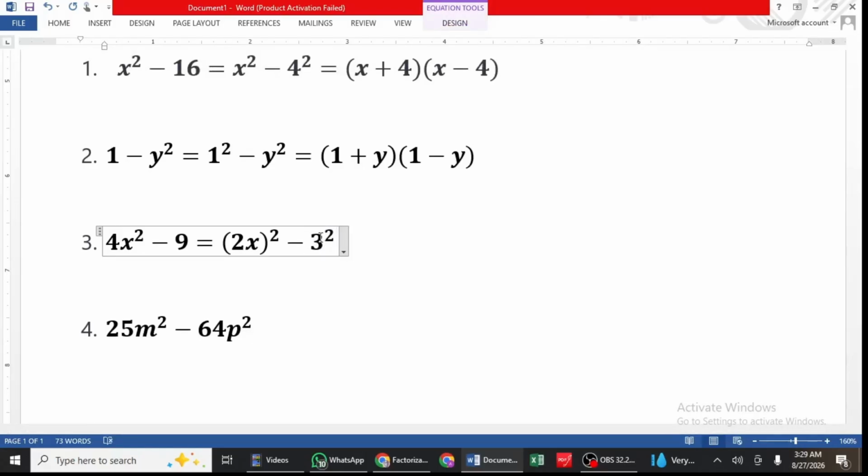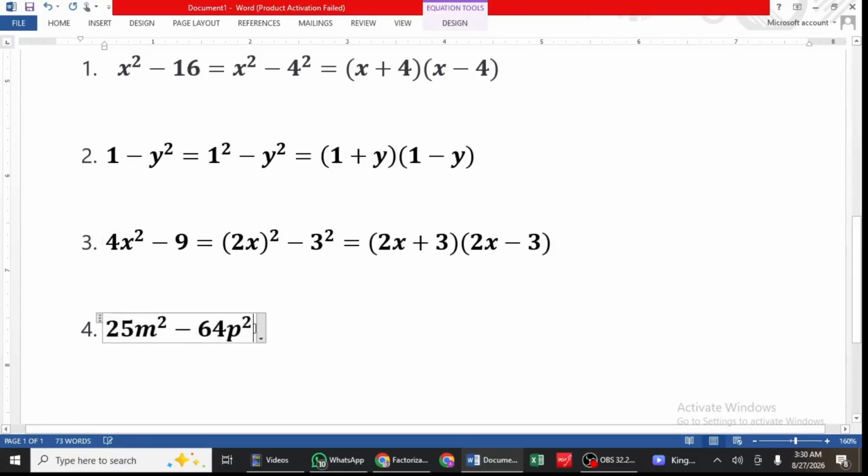And by the time you apply the method of difference of two squares now, the first one would be 2x plus 3. The second one would be 2x minus 3. This is how to factorize difference of two squares. Let's go to the next example.